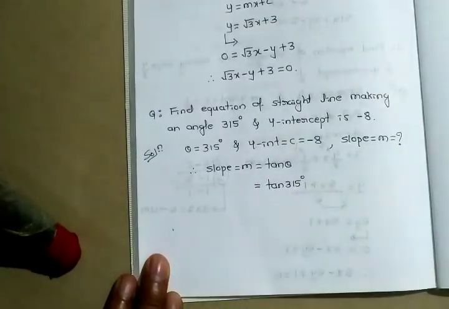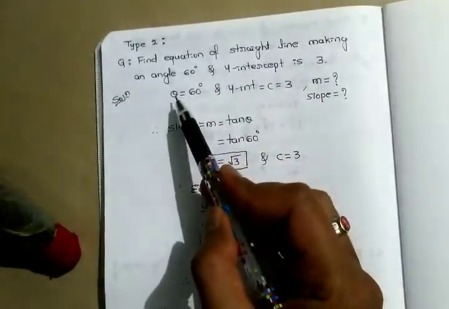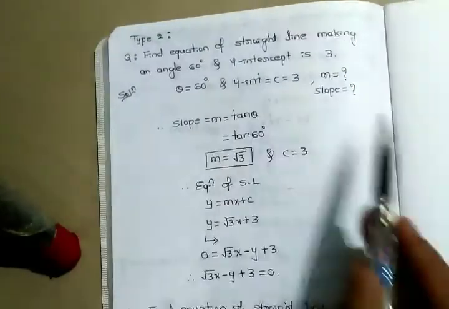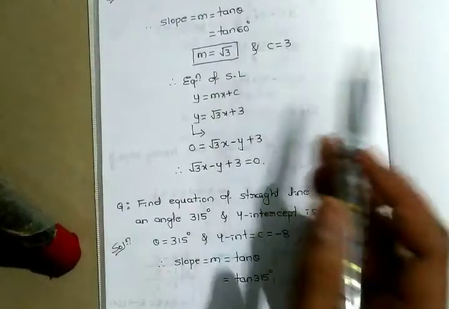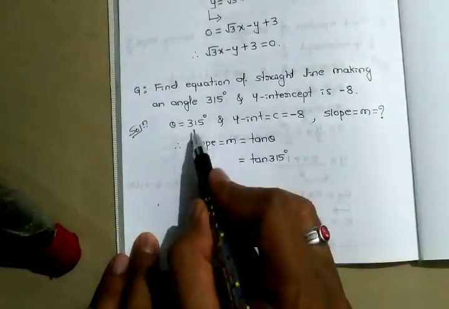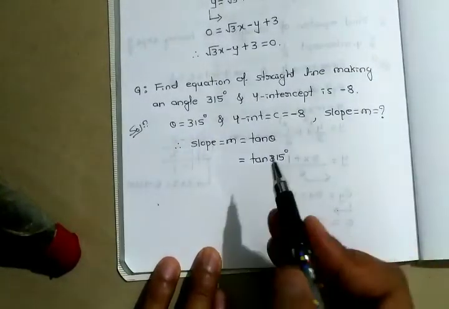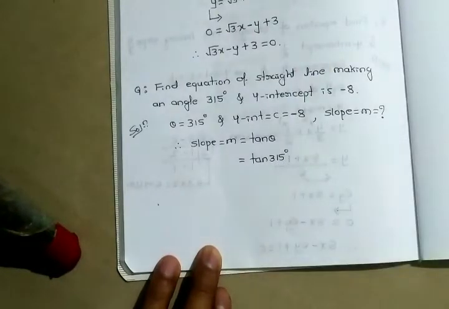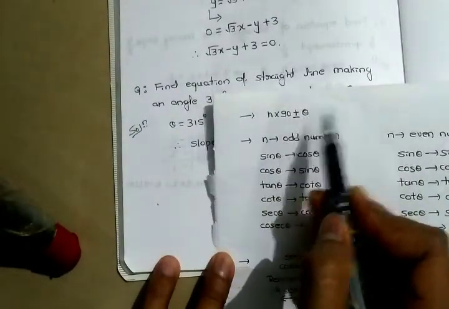315 degree. See, in the previous example, angle is how much here? Theta 60 degree. This is the standard angle, correct? Therefore, directly you got tan 60 degree is how much here? Root 3. But here angle is 315 degree, means this is the allied angle. Therefore, you need to apply allied angle formula. So first what to do? You should convert this 315 in standard form, correct? Which is standard form? N into 90 plus or minus theta, correct?